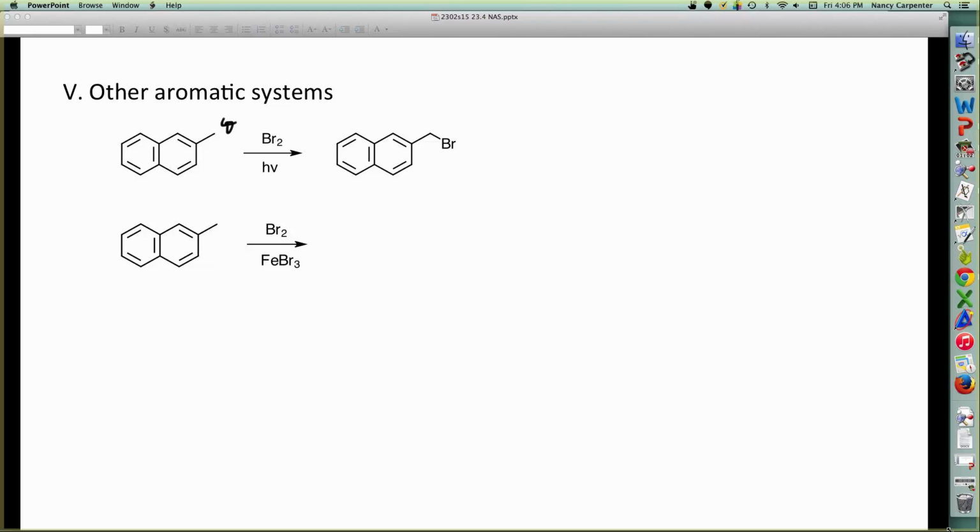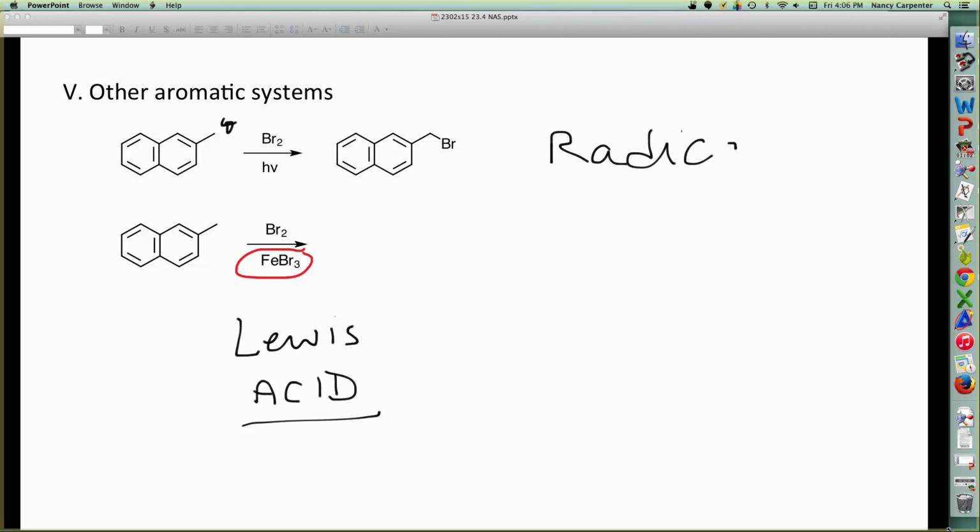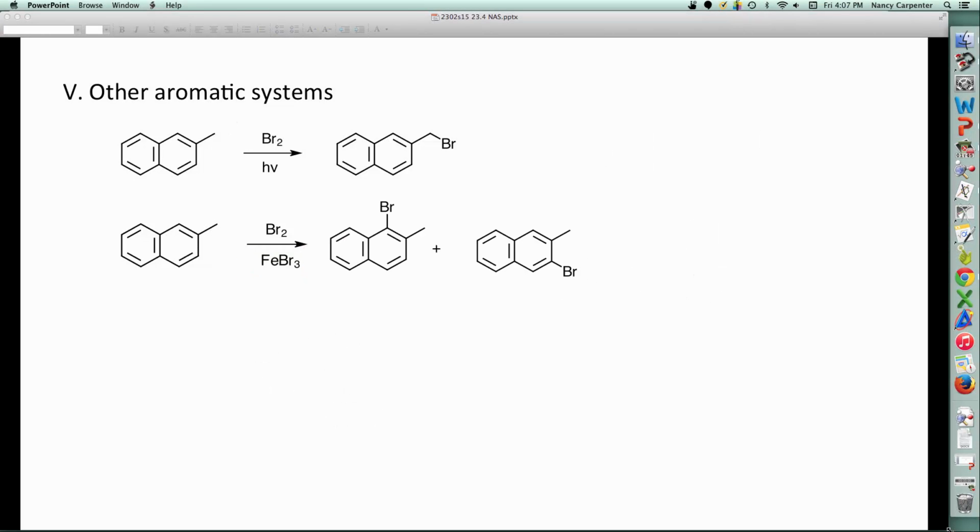Right there. There we go. Couldn't get a radical to form. Jeez, it's not as easy as I thought. But what happens when I do this under the conditions of bromine and this guy? Remember to recognize your reagents. This is a Lewis acid, an electron pair acceptor. So now we're talking, instead of a radical mechanism, we're talking about a polar mechanism, pluses and minuses. So that is going to give us electrophilic aromatic substitution.